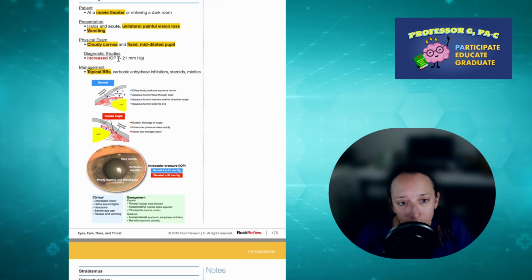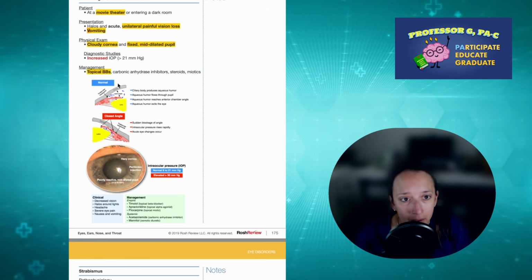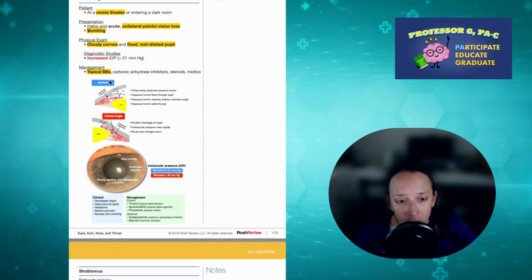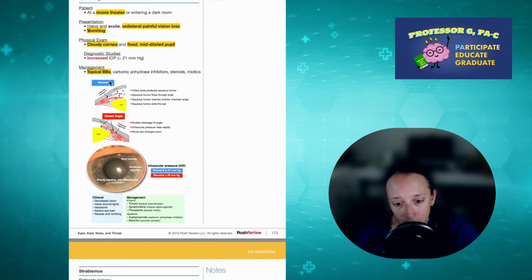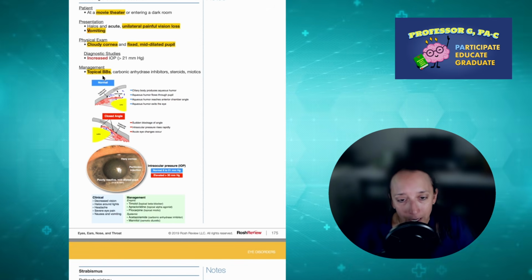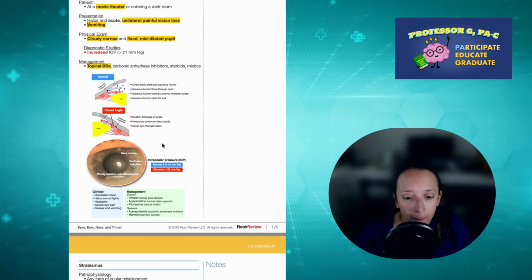And it says here that it'll be greater than 21 millimeters of mercury, but often it's up way above, like greater than 30. Okay. And as far as treatment, we want to initiate multiple different treatments to try to lower that intraocular pressure. So we'll start topical beta blockers, carbonic anhydrase inhibitors, steroids, miotics to constrict the eye so that we kind of open up that angle a little bit more.